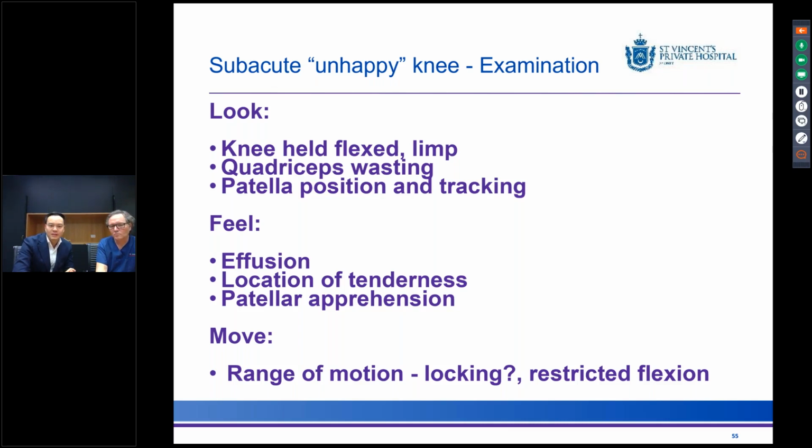And we want to assess for patellar apprehension. And with the range of motion, we want to know whether the knee locks, whether there's a physical block through extension of the knee, and whether there's restricted flexion. And where flexion is restricted, this is usually due to pain. We want to know whether the pain is at the end range or whether it's through range.